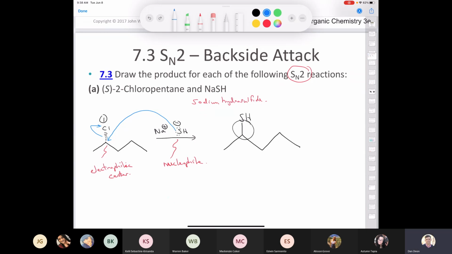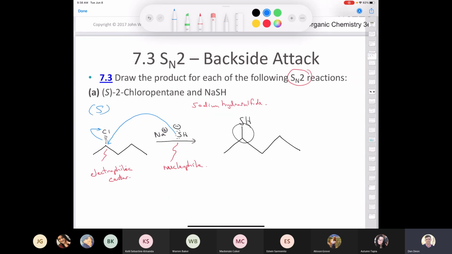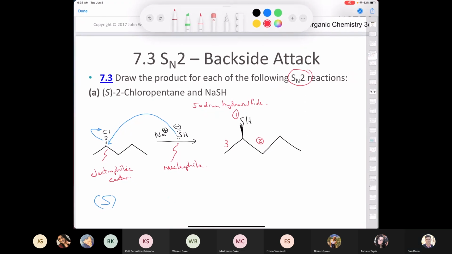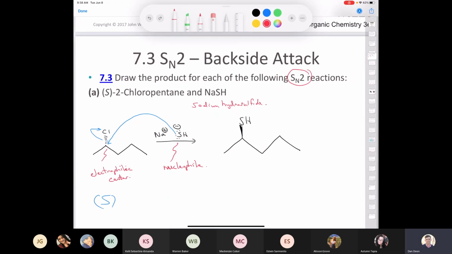So let me go over it with you again. So if this is S, right, this is an S stereocenter over here, or maybe I could write it below like this. So this is S over here. So that means I'm going to draw this with a wedge. Right? That's the whole idea behind inversion of configuration. Now I go from 1 to 2 to 3 like this, and this is R. So I go from S to R, like that.